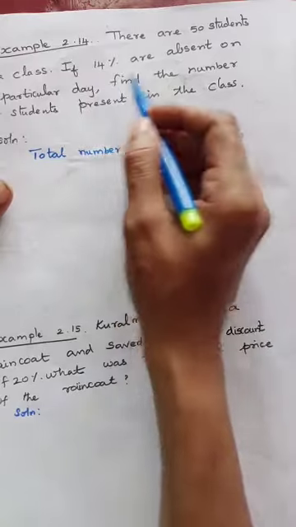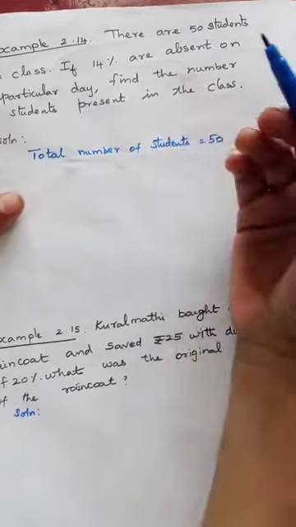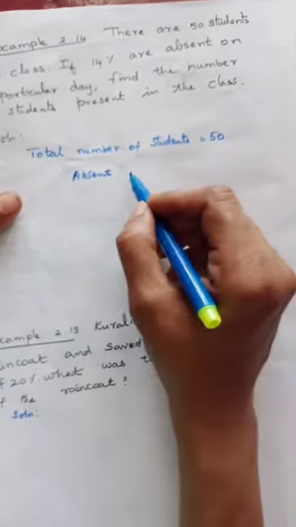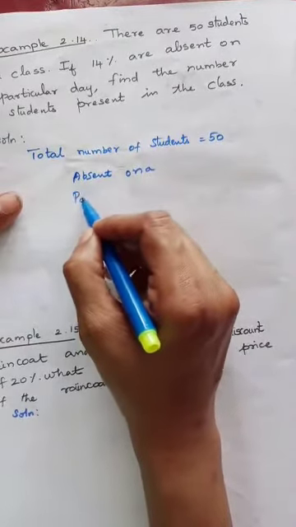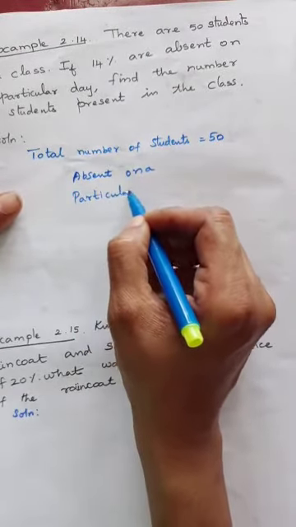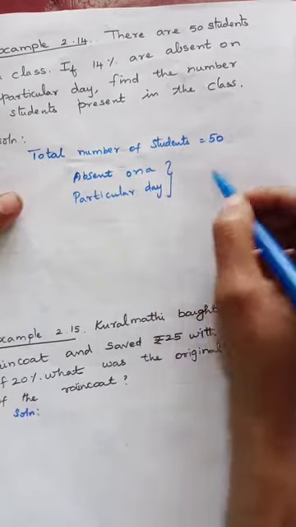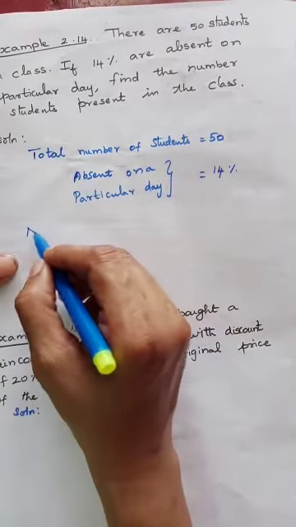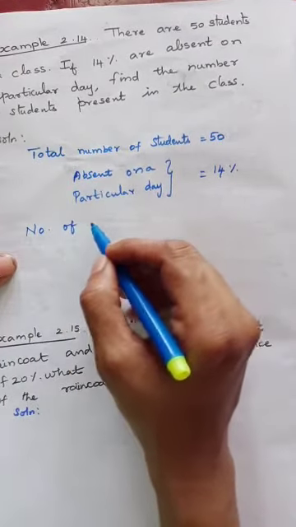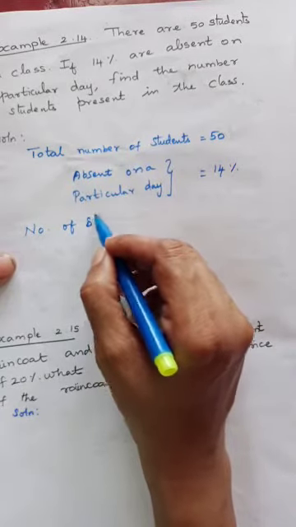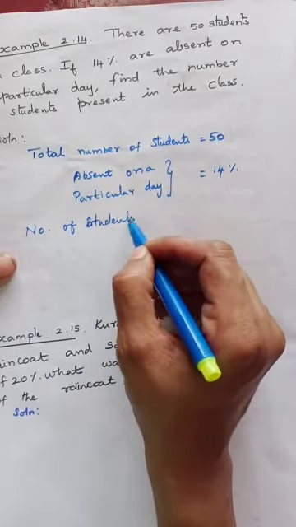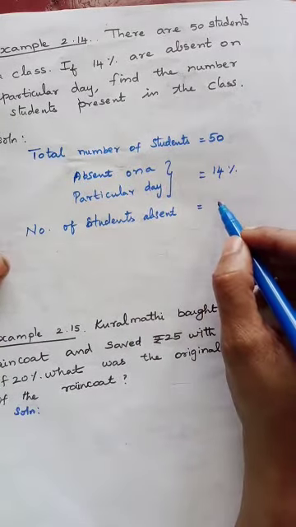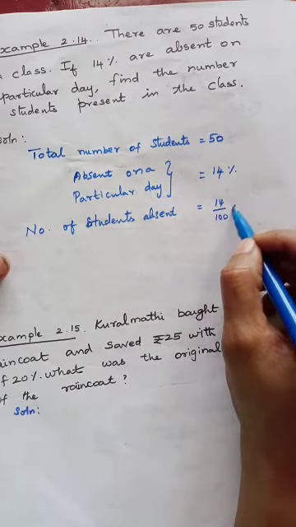In that, 14% are absent on a particular day. Absent on a particular day is equal to 14%. Now we shall calculate the number of students absent. Number of students absent is equal to 14 by 100 into 50.